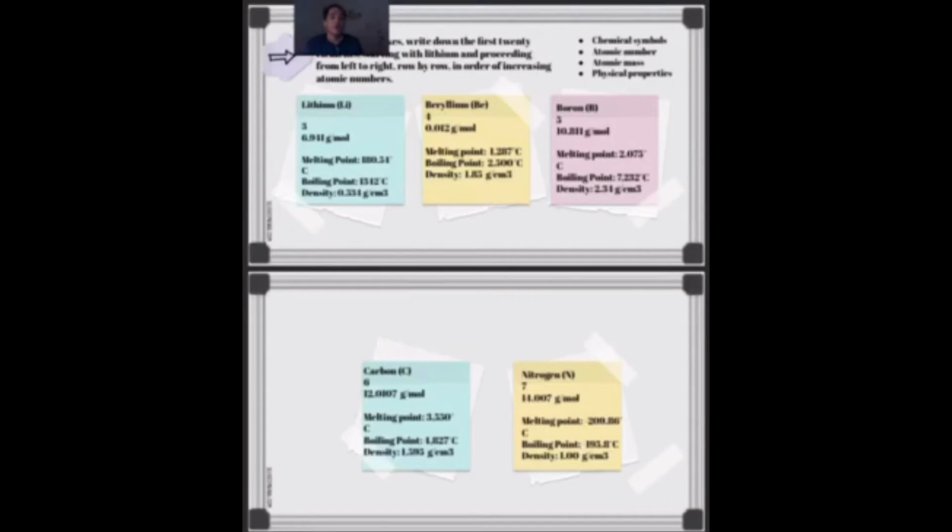Boron. Atomic number is 5. Atomic mass 10.811 grams per mole. Melting point 2075 degrees Celsius. Boiling point 7232 degrees Celsius. Density 2.34 grams per cm3.